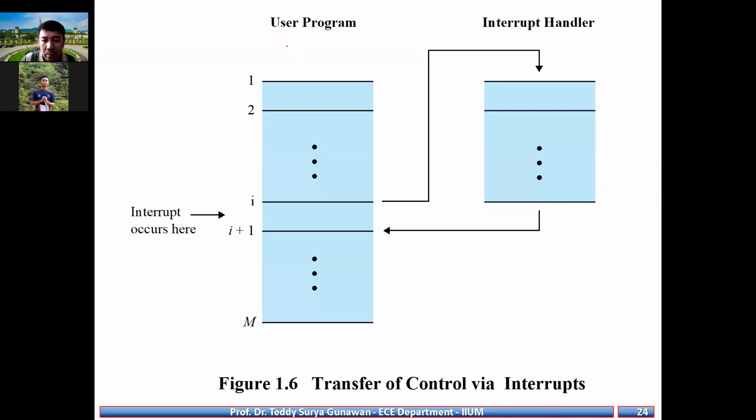So you have here the user program. You can see here, the interrupt occurs here. It's saved first. You go to the interrupt handler, do something, then go back here. Then the program can continue as if nothing happened.